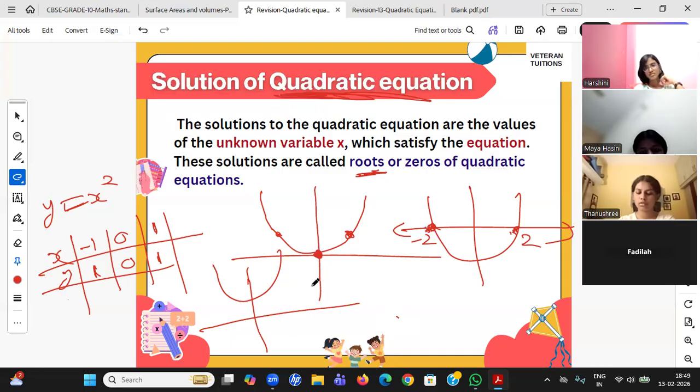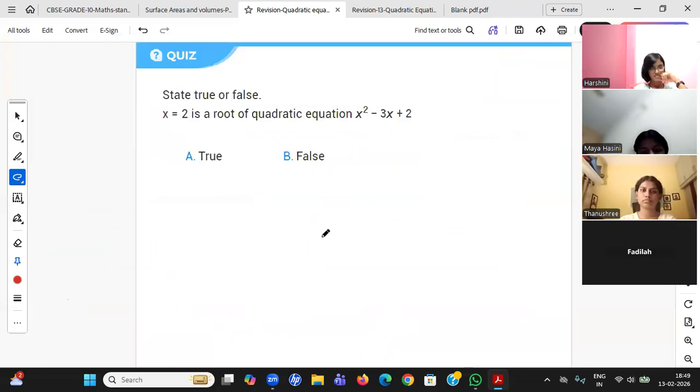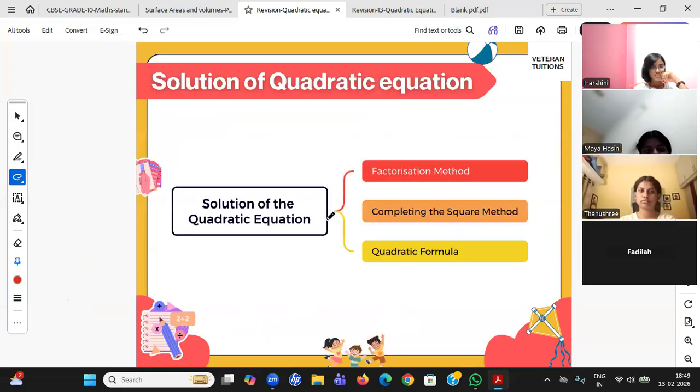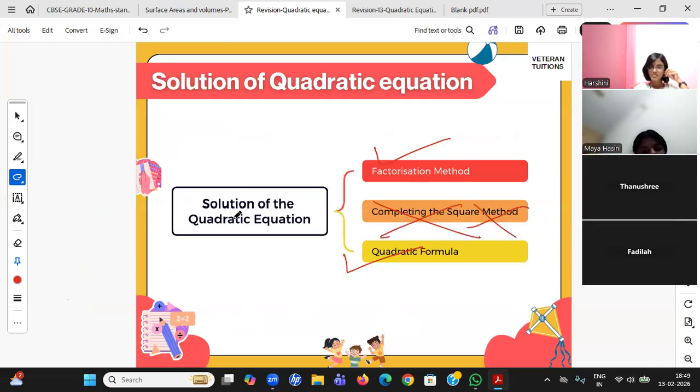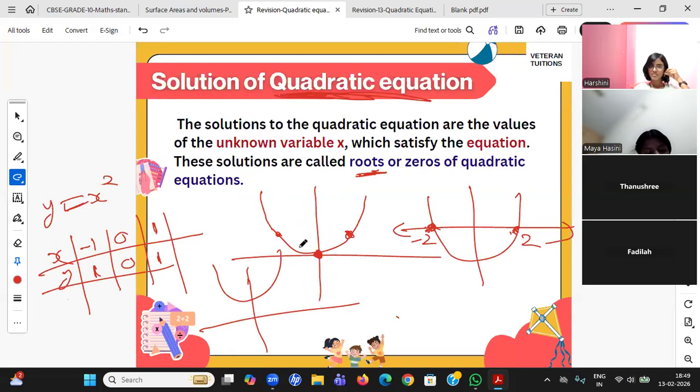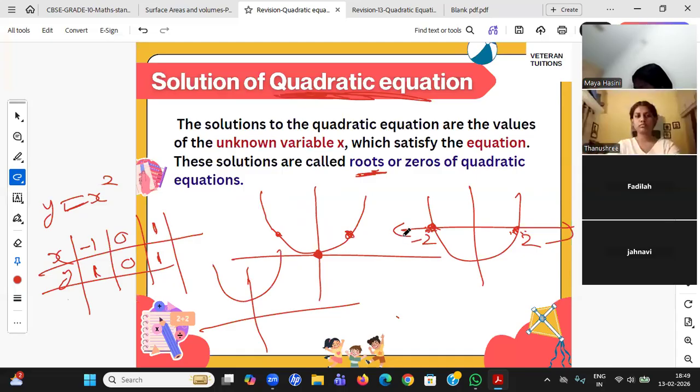But without drawing the graph, how can we say? We need to have some root solution, student. What are those? Sir, we can just find by the factorization method or the quadratic formula method. Okay. So how to find the solution of a quadratic equation? Solution is nothing but at which places this particular parabola is cutting the x-axis.